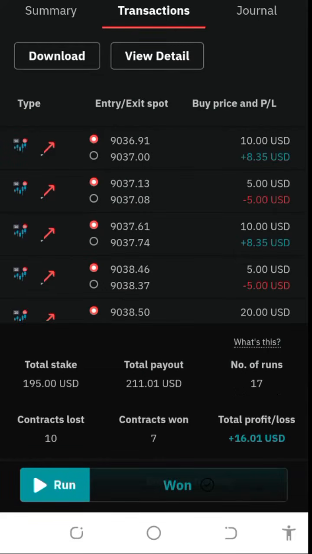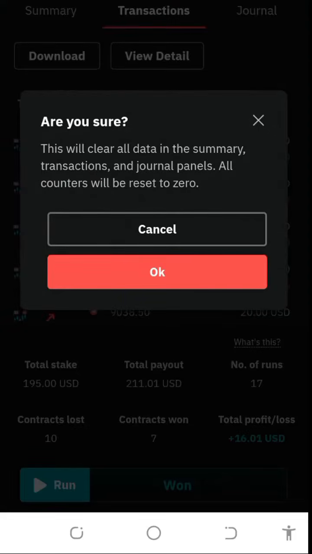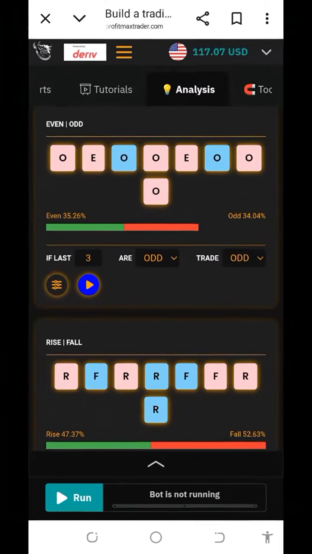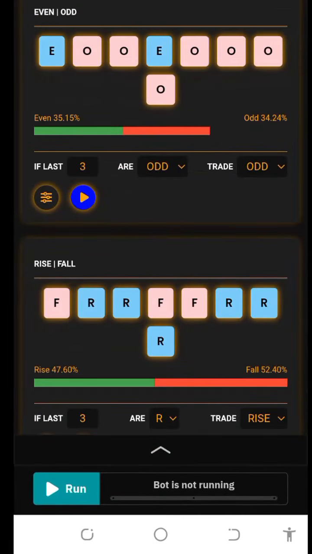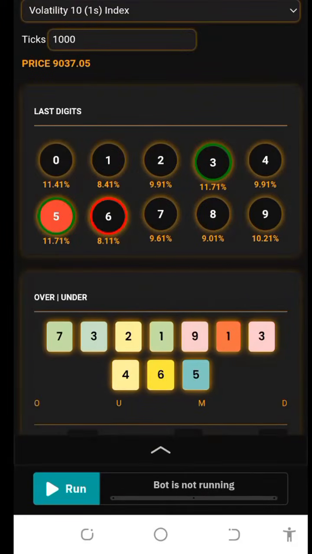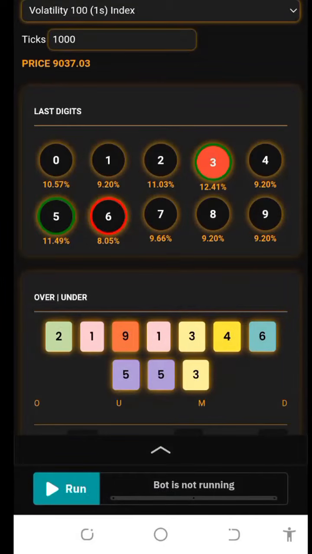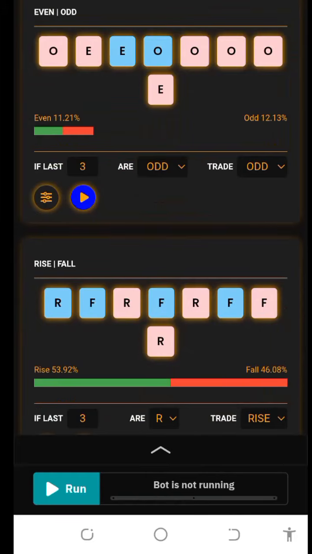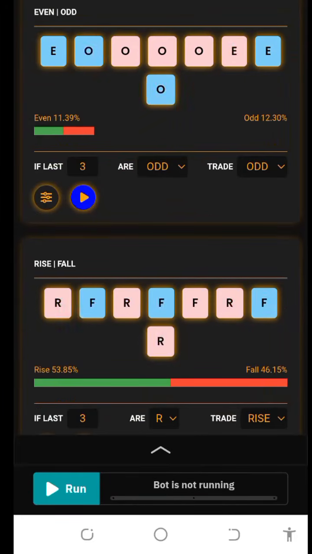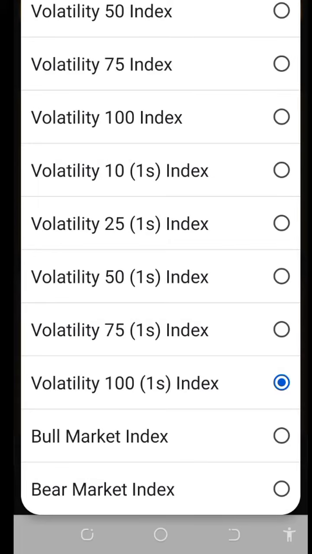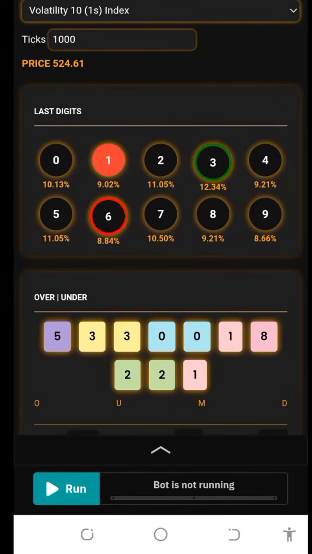So that was a tight one, but then that is basically how you can trade or bring up your small account. You can see we are now at $117. Again, repeat the same thing. Analyze. This one doesn't look right. We select another volatility. We keep scouting.